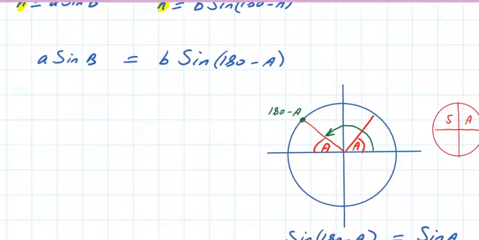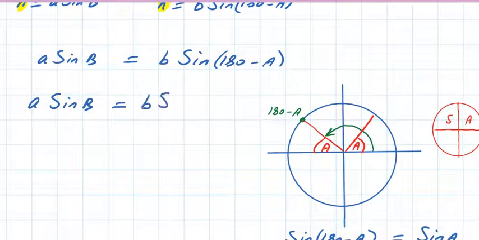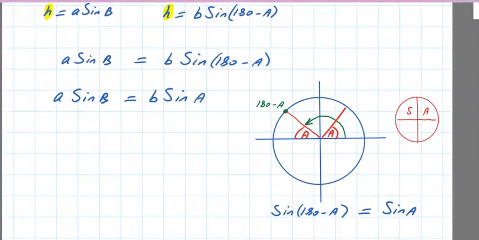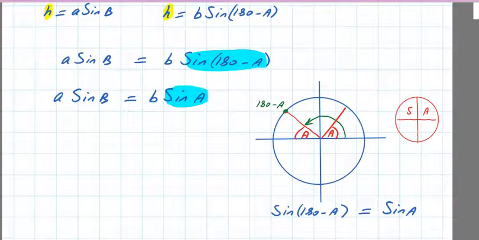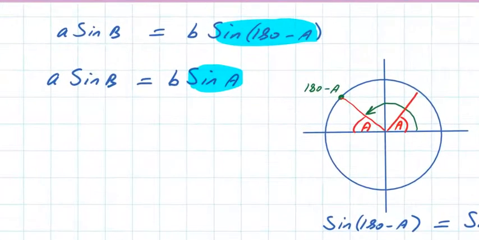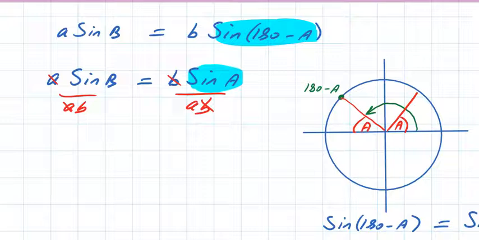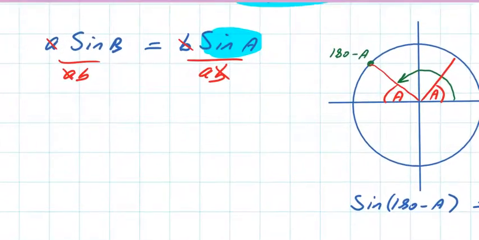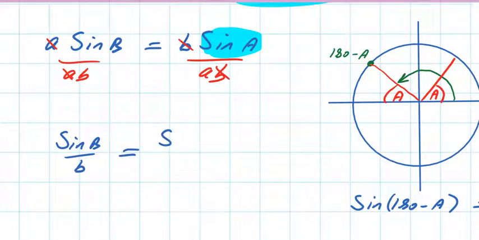So we can replace that. So now we have A sine B is equal to B sine, that's just A now. They're exactly the same. So that has become that. And then the last step is the same as the first part of the proof. Divide both sides by AB. And now the A is gone on this side, the B is gone on this side. And there it is proved that the sine of B over B is the sine of A over A.